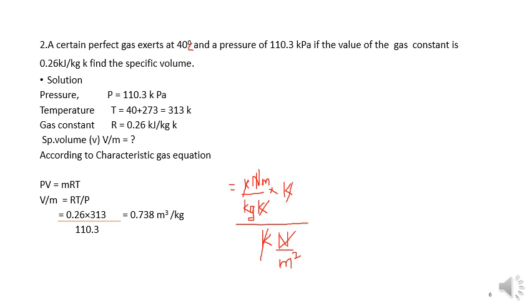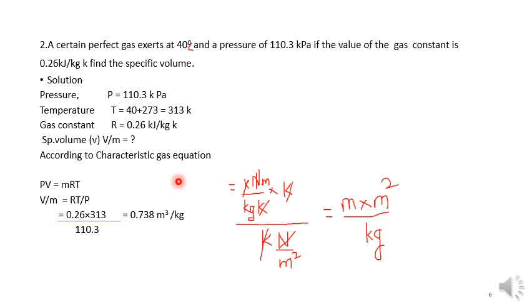The meter square in the denominator goes to the upside. Already one meter is there, so meter into meter square comes as meter cube. The remaining terms are meter into meter square per kg, which is nothing but meter cube per kg. So the unit of the specific volume is meter cube per kg. This is the way to find the units also.